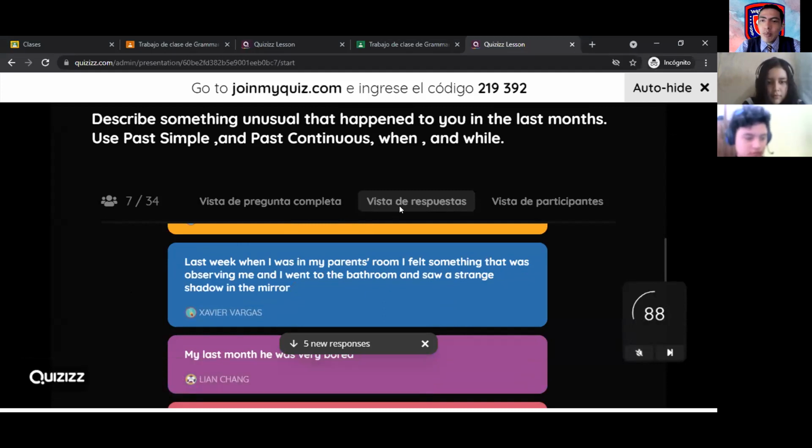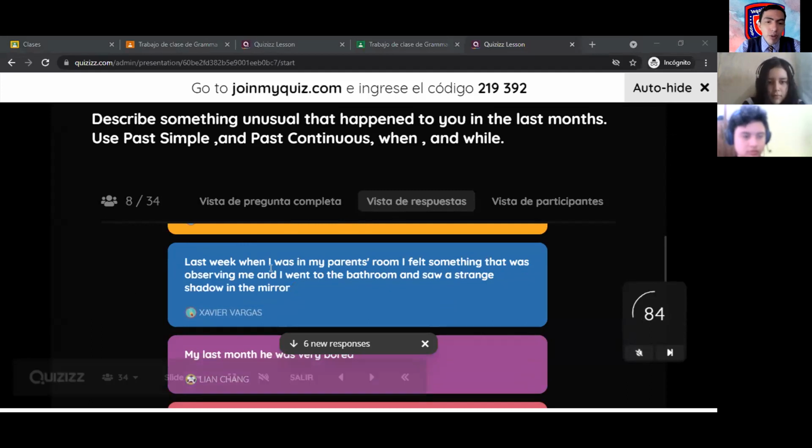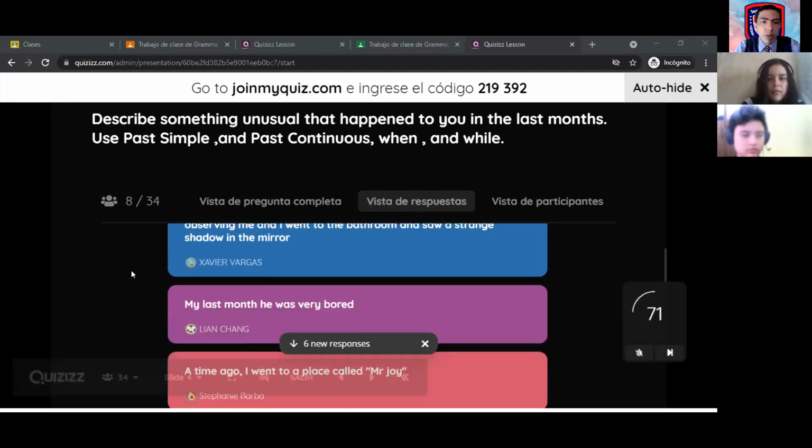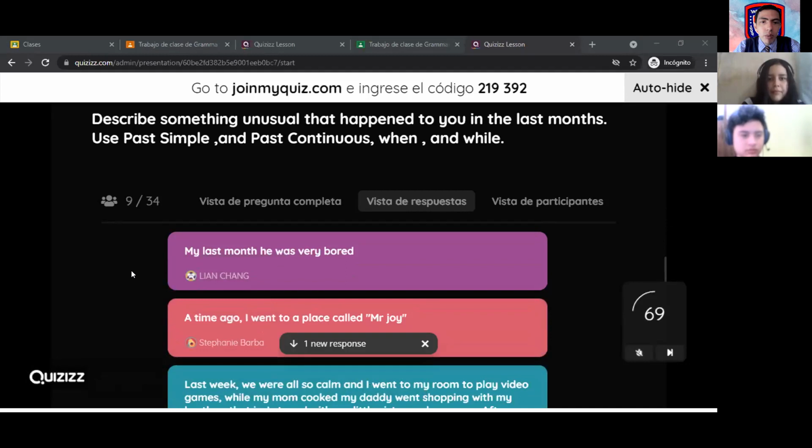Okay, thank you, Miss. Well, it sounds like a horror story, but very cool use of when and while. When I was in my parents' bathroom, I felt something that was observing me. Use of past continuous. I went to the bathroom and saw a strange shadow in the mirror.